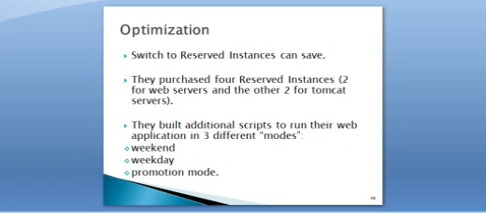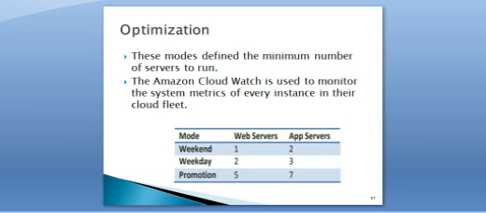Optimization. During the optimization phase, the development team analyzed their utilization patterns and realized that they could save 30% if they switched to reserved instances. They purchased 4 reserved instances, 2 for web servers and other 2 for Tomcat servers. They built additional scripts to run their web applications in 3 different modes: weekend, weekday and promotion mode. These modes define the minimum number of servers to run.